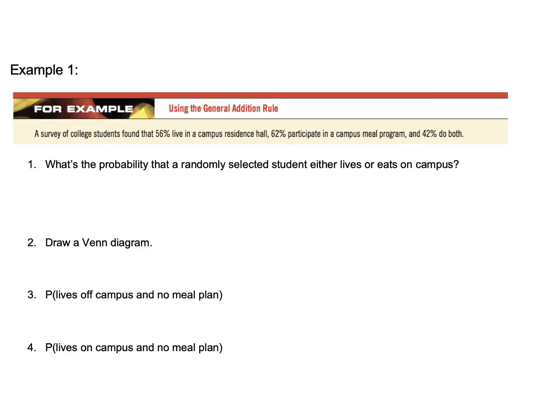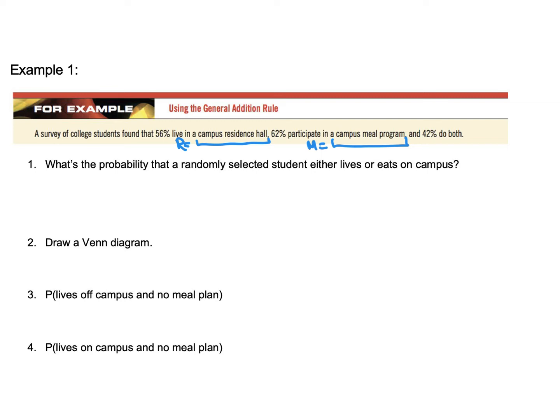Let's look at the example on your note page. A survey of college students found that 56% live in a campus residence hall, 62% participate in a campus meal program, and 42% do both. So the first thing I'm going to do here is some abbreviation. I'm going to let capital R be those that live in the campus residence hall, and those that participate in the meal program, I'm going to say that's M. I just like to use notation at first.